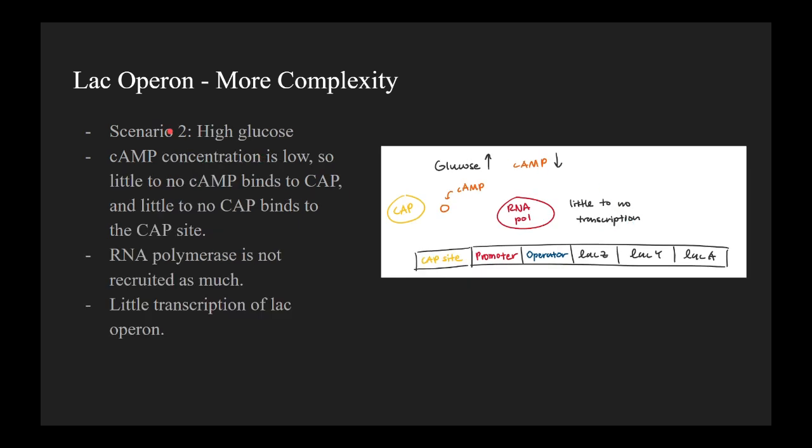Scenario 2, we have high glucose. So when glucose is high, the cAMP concentration is going to drop. That means little to no cAMP is going to bind to this CAP. So since cAMP isn't on the CAP, it can't bind to the CAP site, right? And this means that we're not promoting transcription at all, so there's little to no transcription here.